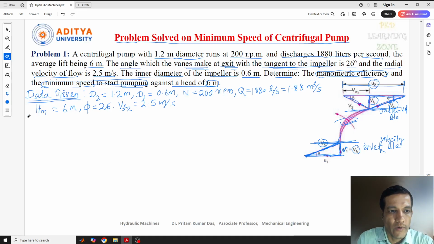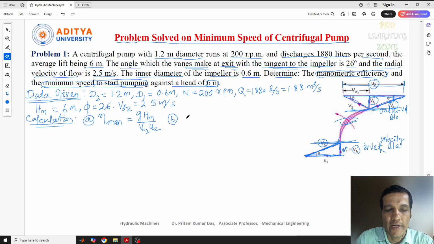So here what we need to calculate, let me write down this calculation also. So in the calculation, first thing we need to calculate is the manometric efficiency. So if you remember the manometric efficiency, we know the formula, we have derived in previous lectures, that is g HM divided by VW2 into U2. And the second one is nothing but, that is B.